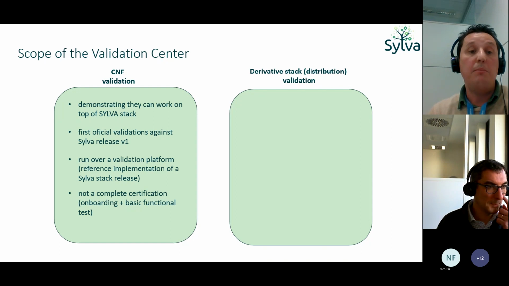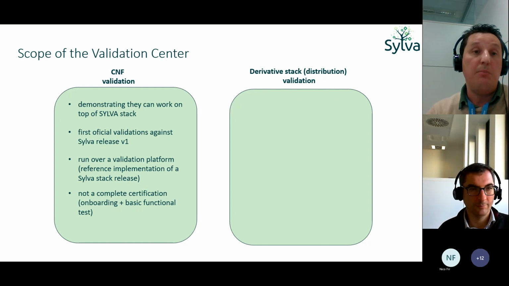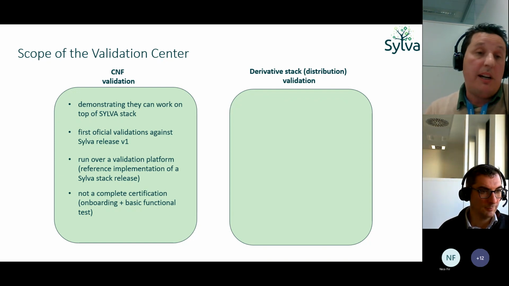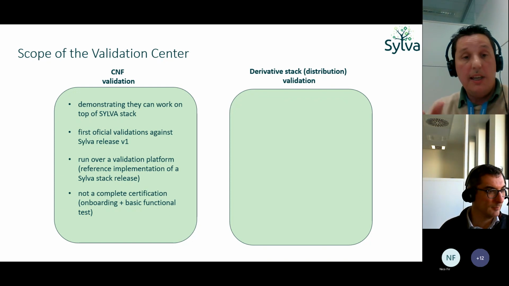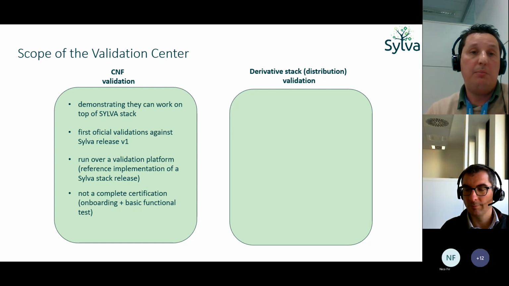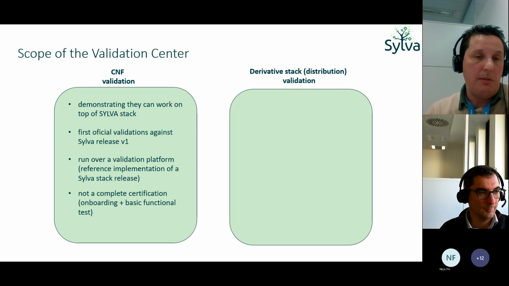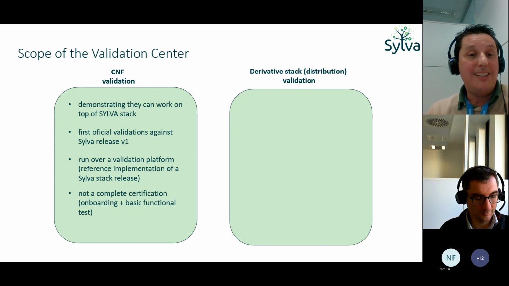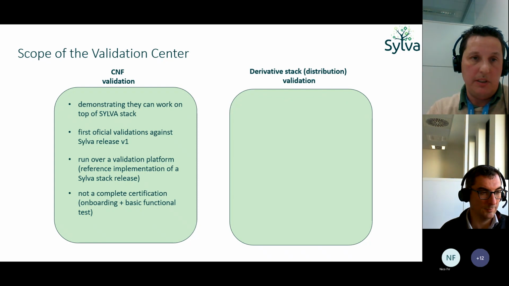We call it validation because it's a minimum, basic functional testing after we have demonstrated that the network function is cloud native by design, let's say, and can be deployed on this Kubernetes kind of platform. We will have onboarding testing, basic functional testing, some minimal performance testing to demonstrate that the network function is making use of the capabilities that are needed. Not all the capabilities that the platform provides are needed by all the network functions, only some of them. And probably, of course, some security-related functionality. But it's not a certification. That's an important point of this validation center.